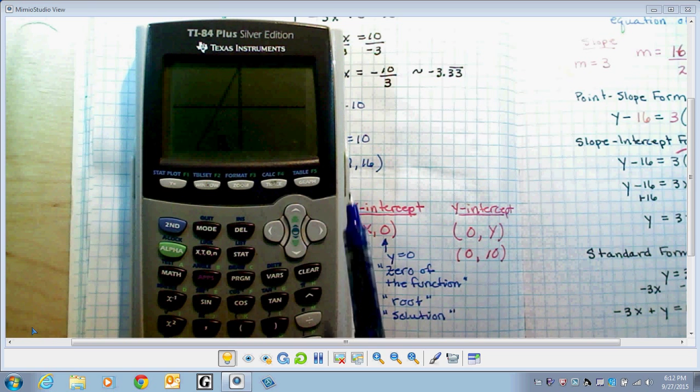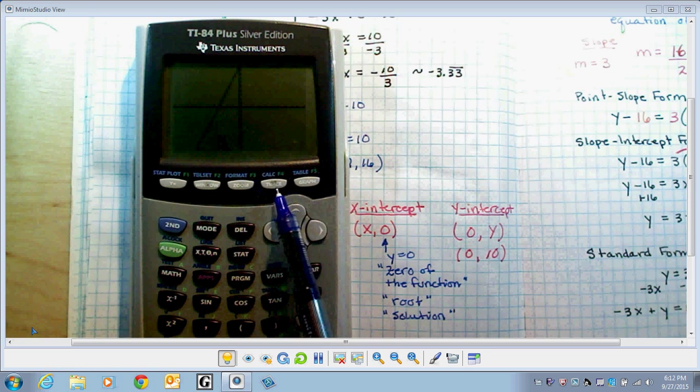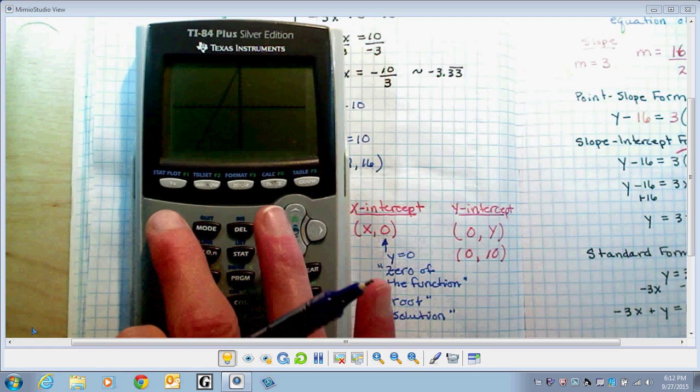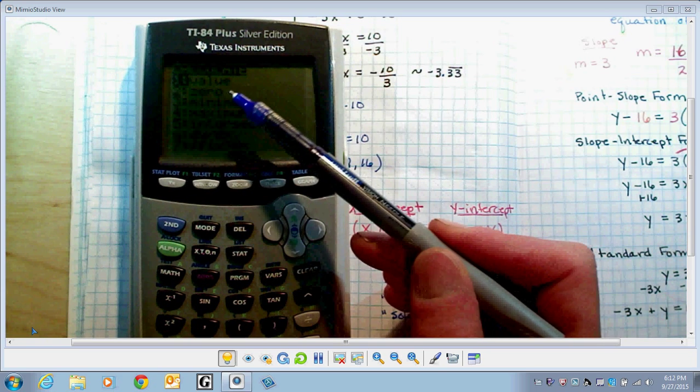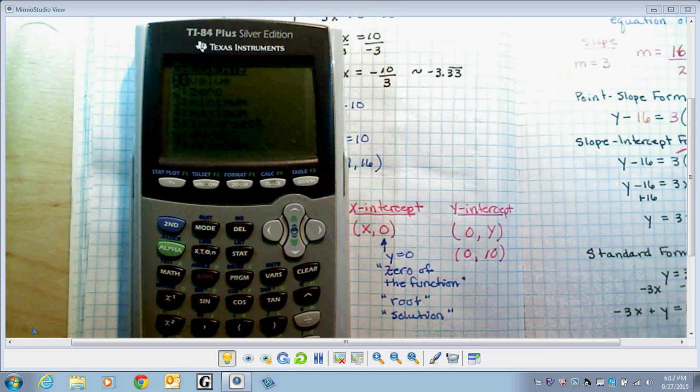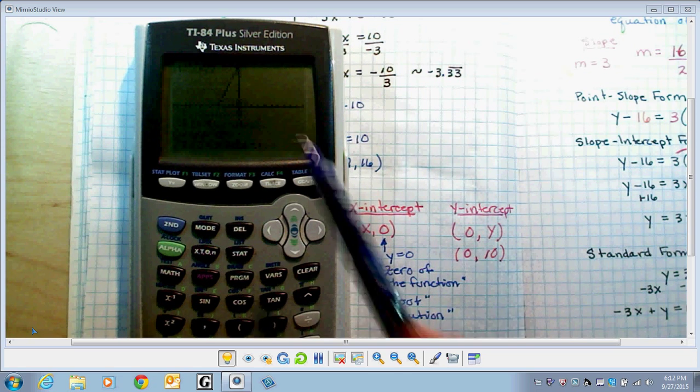So if I go to where it says, see how it says trace? Right above it, it says calc. So when it's in blue, you're going to push the blue button. So second, calc. And lo and behold, do you see a word that says 0? That means you're going to look for the zero of the function. Now pay close attention to what the calculator is going to do because it can get very confusing. I'm going to go to number 2, the 0, and notice what it says here.